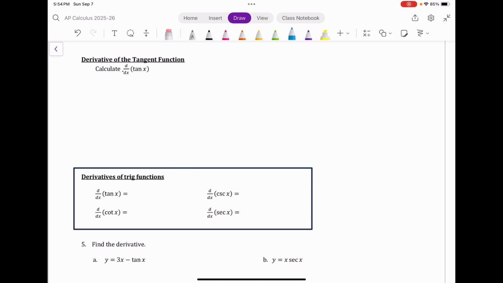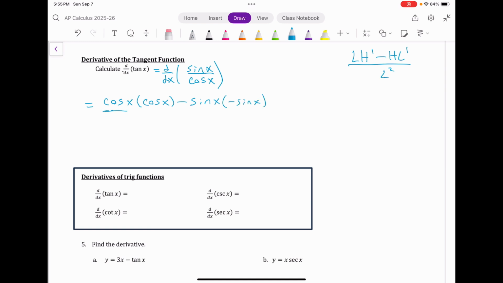Okay, so we know from pre-calculus that we can rewrite tangent as sine x over cosine x. And since we're familiar with those two derivatives, we can use the quotient rule to find the derivative of tangent. So the low function times the derivative of the high function minus the high function times the derivative of the low function, all over the low function squared.